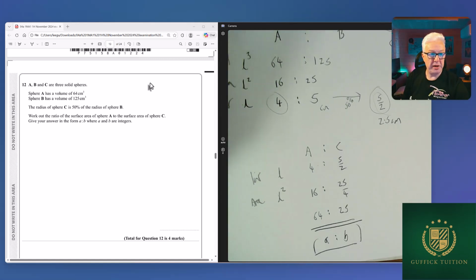Quite tricky, that one, I think. A little bit of a tricky one, but quite a good paper, this. There are some interesting questions. So that's question 12 done.